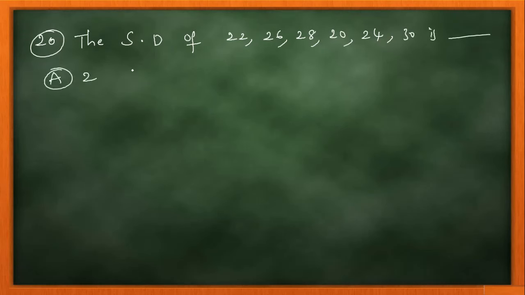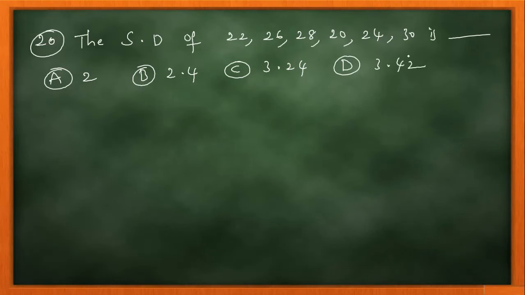The standard deviation of the numbers 22, 26, 28, 20, 24, and 30 is. Your options are: first option is 2, second option is 2.4, third option is 3.24, and fourth option is 3.42.